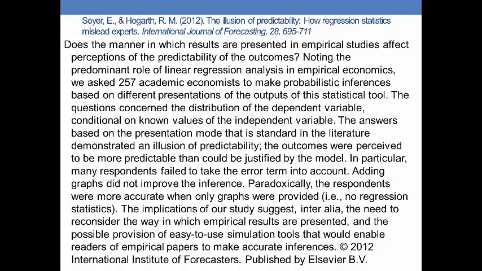The answers based on the presentation mode that is standard in the literature demonstrated an illusion of predictability. The outcomes were perceived to be more predictable than could be justified by the model. In particular, many respondents failed to take the error term into account. Adding graphs did not improve the inference. Paradoxically, the respondents were more accurate when only graphs were provided, that is, no regression statistics. The implications for our study suggest the need to reconsider the way in which empirical results are presented and the possible provision of easy-to-use simulation tools that would enable readers of empirical papers to make accurate inferences.